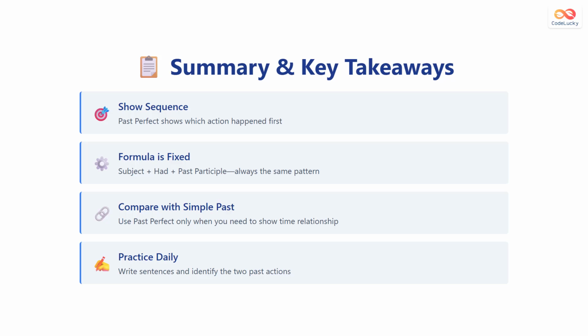Let's review what we learned. Past perfect shows which action happened first in the past. The formula is always the same. Subject plus had plus past participle. Use it to show the time relationship between two past actions. Unlike simple past, which just tells what happened. Finally, practice daily by writing sentences and identifying which action came first.